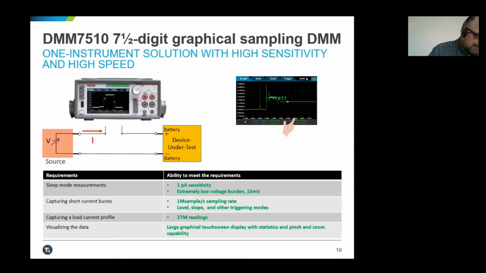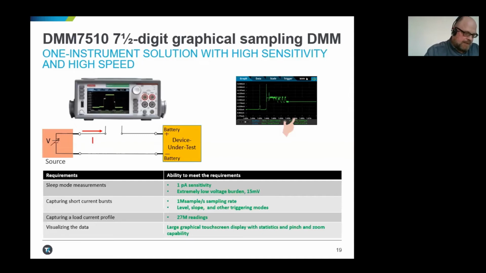To capture the fast current burst due to an RF transmission, the DMM 7510 can sample at rates up to 1 megasamples a second. The DMM 7510 has numerous trigger options to initiate the capture of a current burst. The instrument also has a deep memory for capturing a profile of all the operating states of your product.